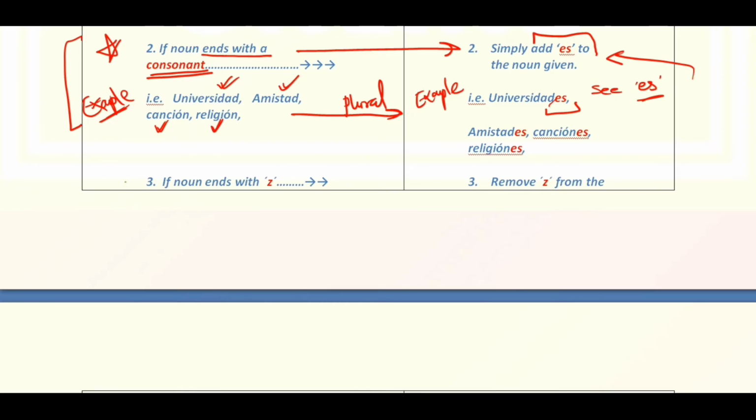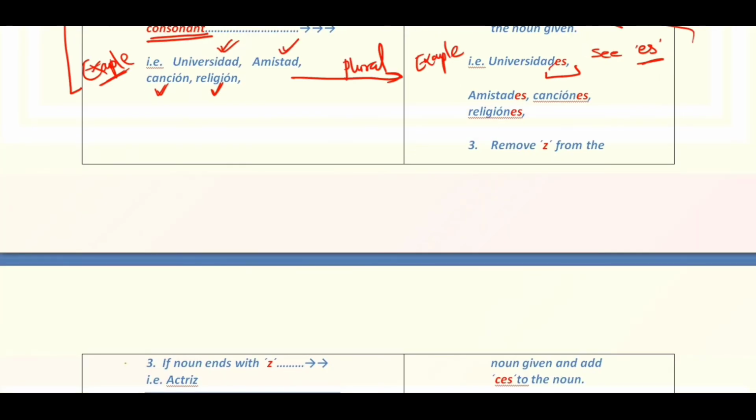So universidades, amistades, canciones, religiones. These are plural words. So if you get any noun, any consonant ending noun, and you are converting it into plural, you have to add es.